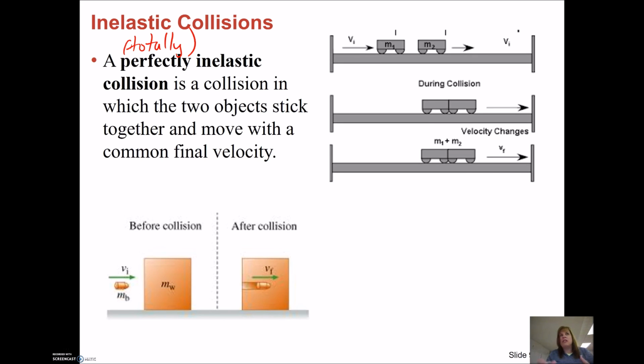There's another example. You'll see those actually more when we do energy. But that is another totally perfectly inelastic collision if the bullet stays in the block. Of course, if it shoots through the block, then that's not a perfectly inelastic collision. But so, definition.